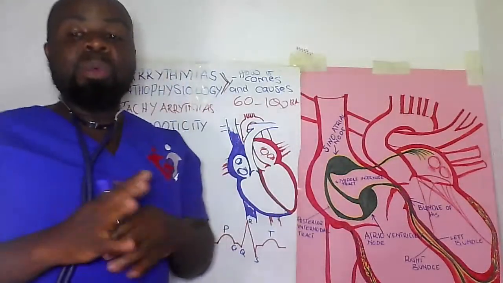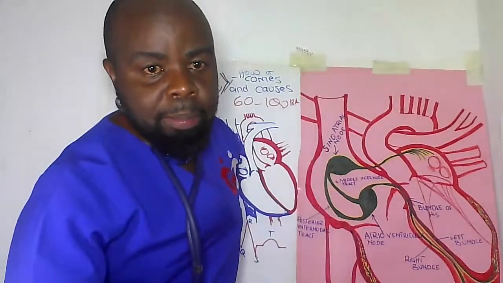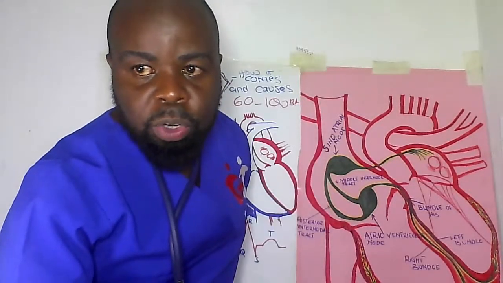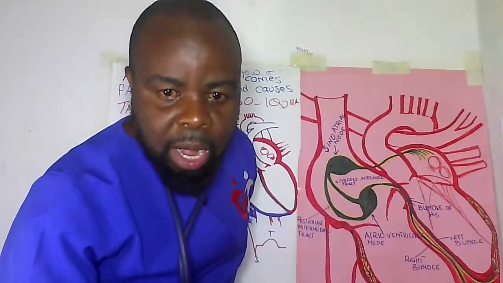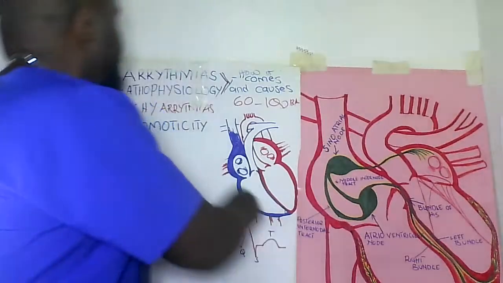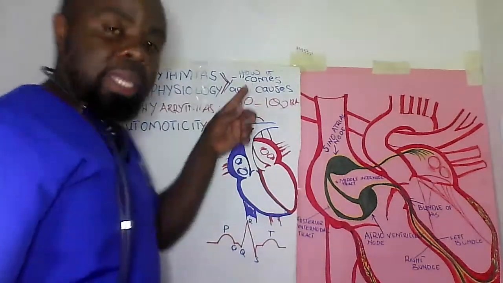But today we are going to learn what the factors are that bring this automaticity. How does this problem come? We are talking about the pathophysiology of arrhythmias, how it comes and the causes.